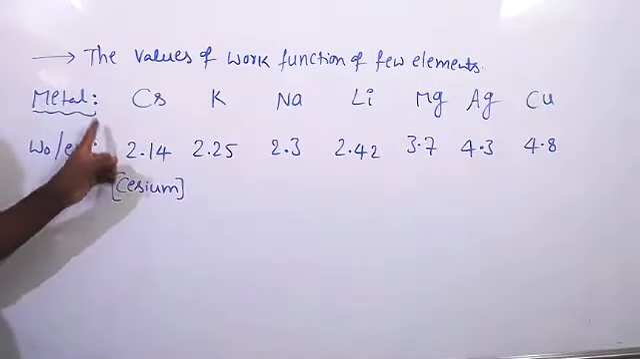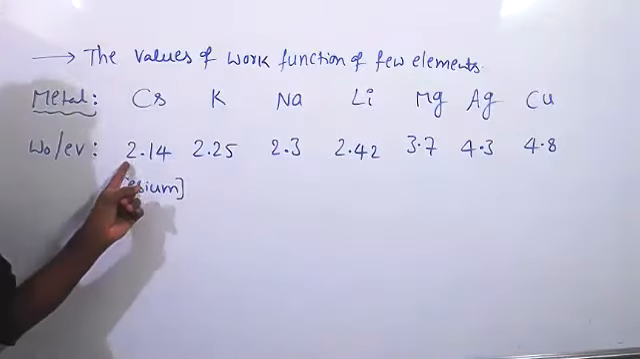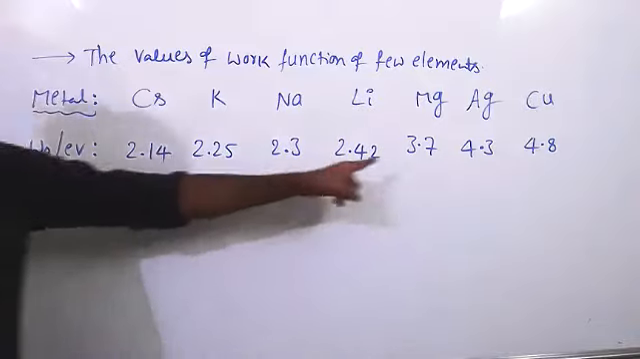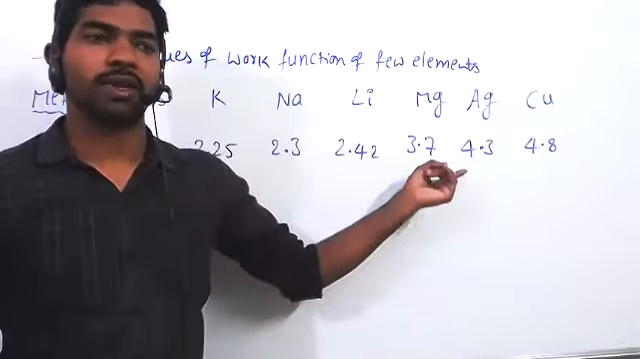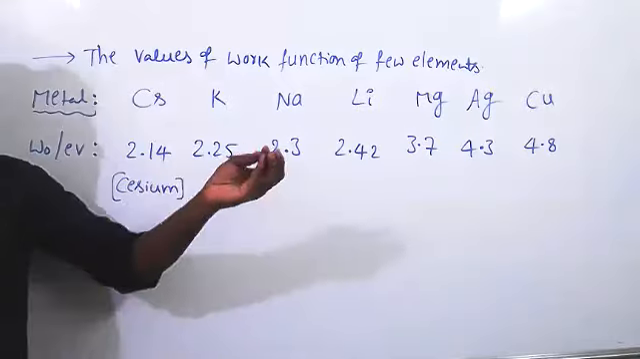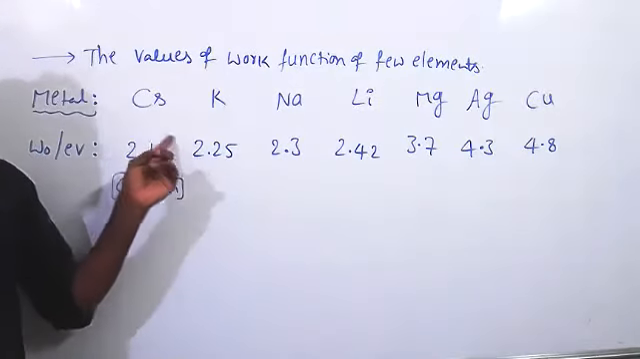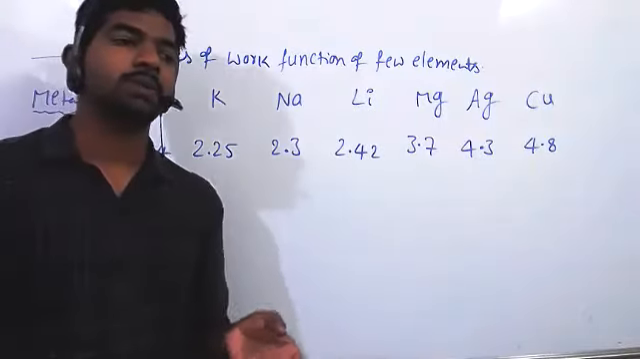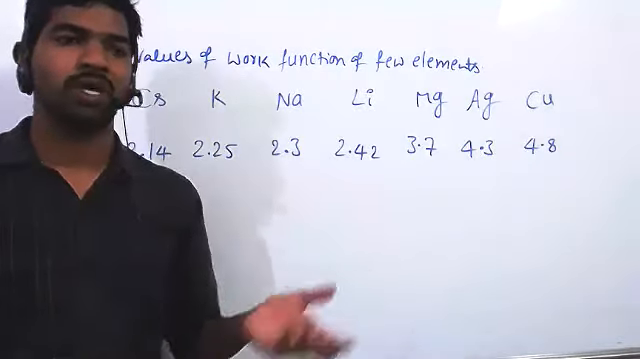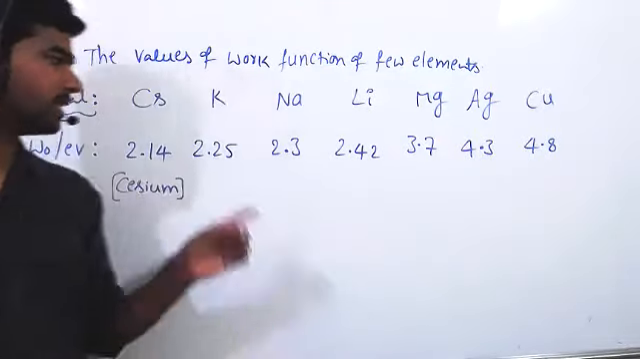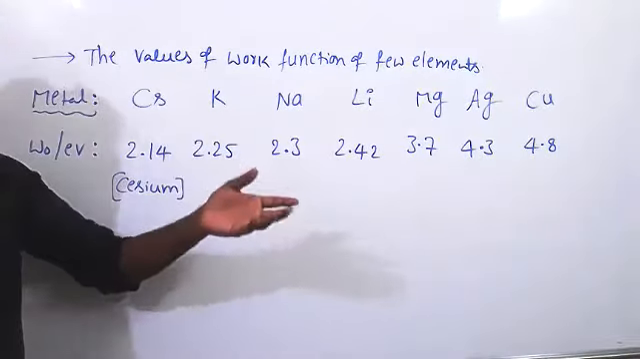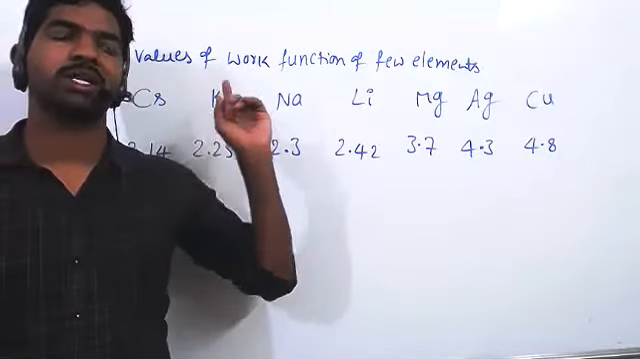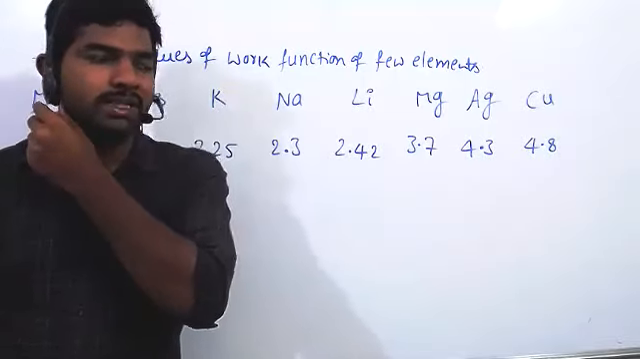See here, observe cesium and potassium. These elements have very low threshold and work functions. Just by giving a little amount of energy, these elements lose electrons. That's why in solar plates, solar batteries, which we call photovoltaic cells, these elements are used, because sunlight energy alone is enough to remove an electron from cesium metal.